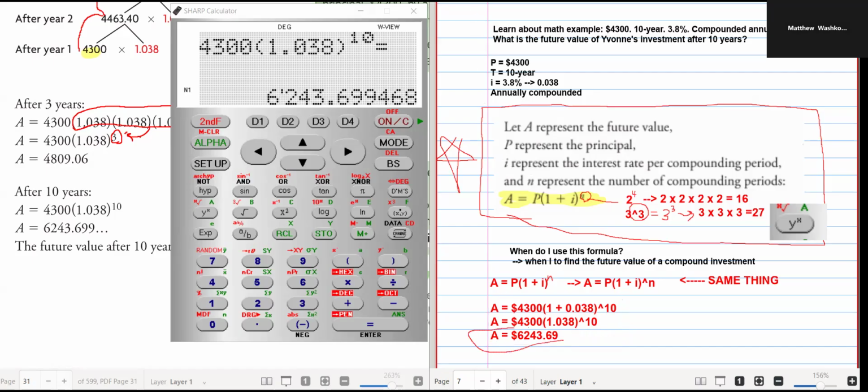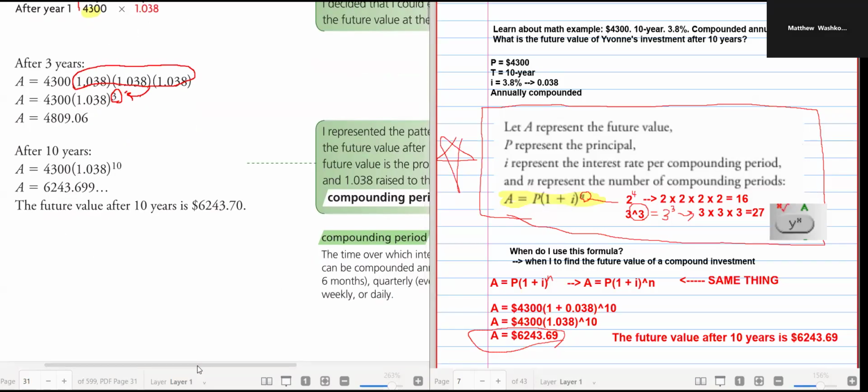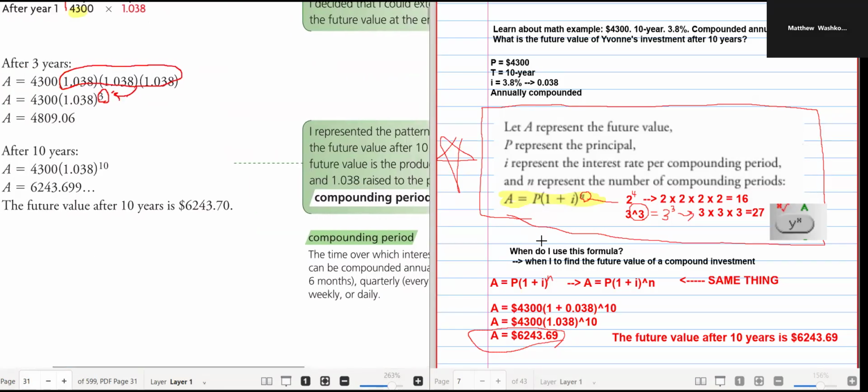So this is our final answer here, but I'm not done, right? The question asked, what was the future value? Write that down. The future value after 10 years is $6,243.69. Okay, so simple enough. Hey, awesome, we did it.